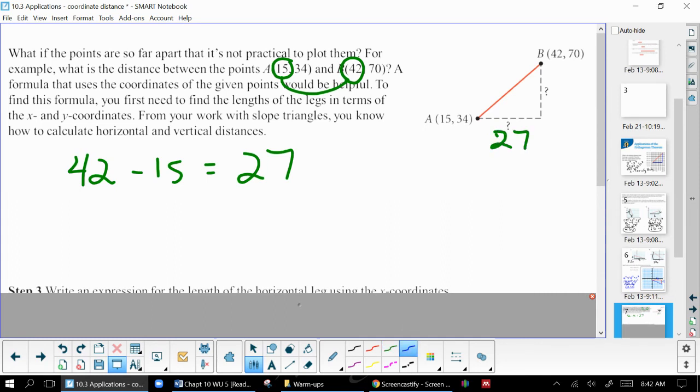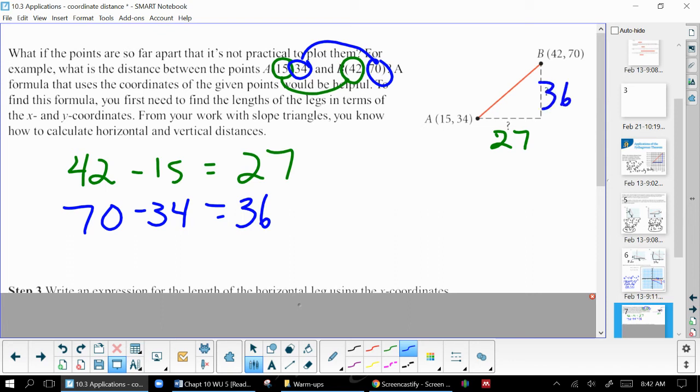When I look at my y distance from 34 to 70, I'm just subtracting. And so 70 minus 34, my calculator says, is 36. And so that's my rise. And now I've got the sides of my triangle, and I can use the Pythagorean theorem again.